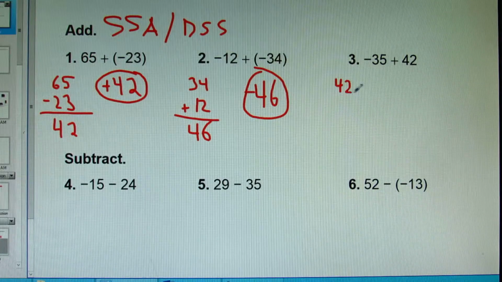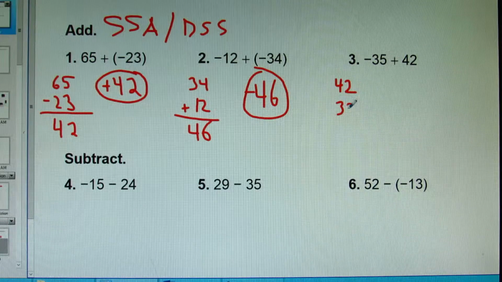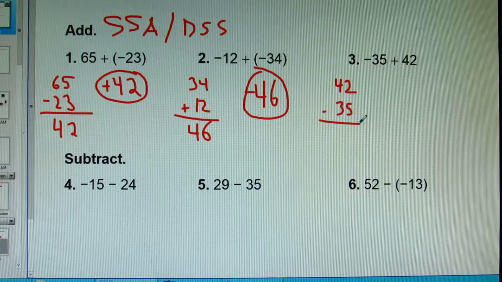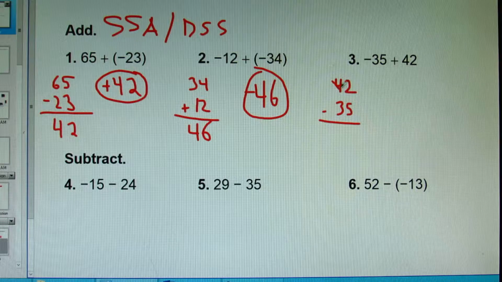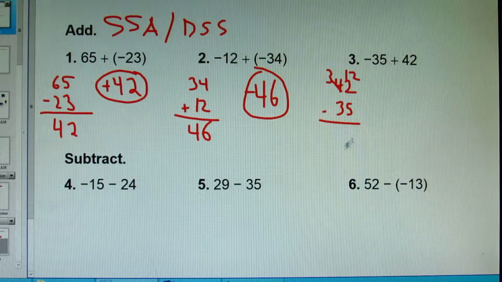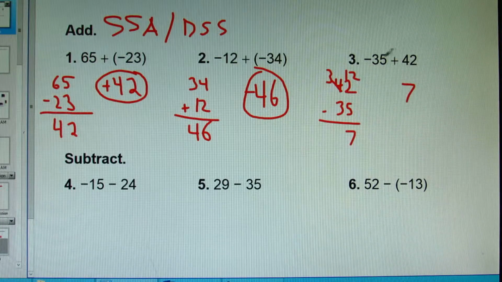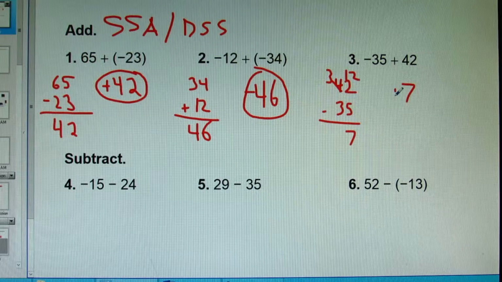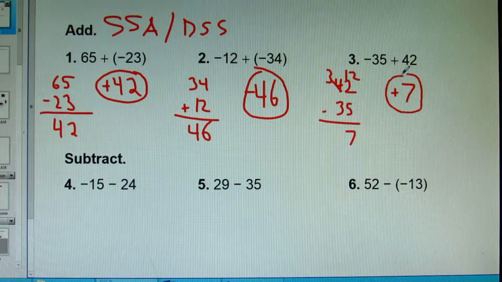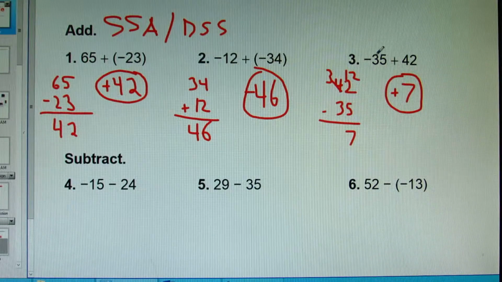Negative 35 plus 42, that's a different sign subtract situation. So I have to subtract the smaller number from the larger number. Do a little borrowing over here. Make 12. And that will get me 7. Final answer is going to be a positive 7 because 42 is larger than 35.